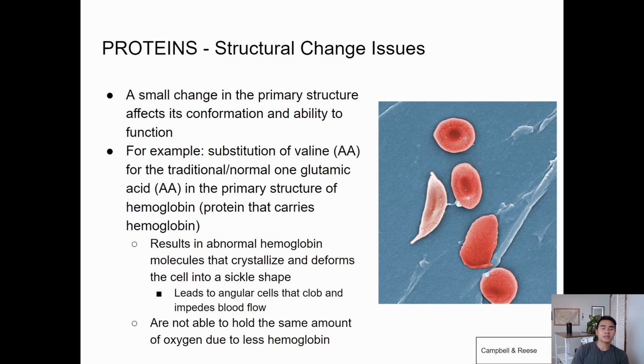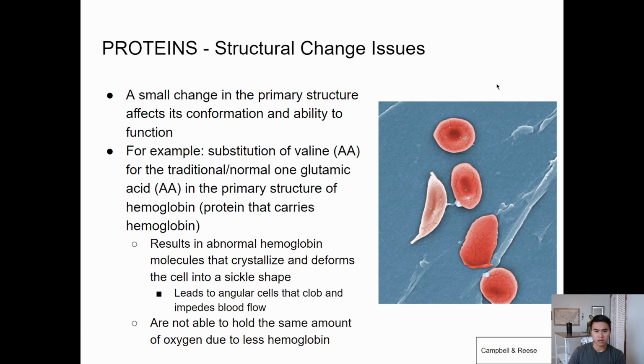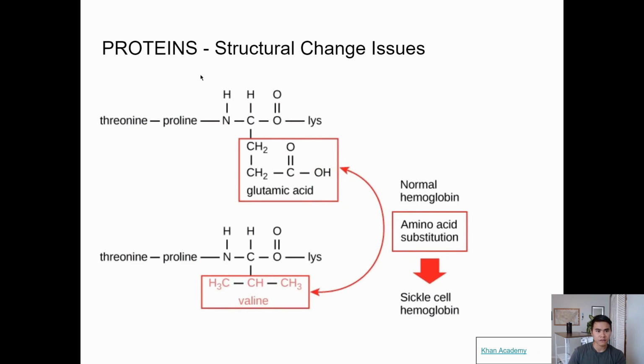Now, remember when I asked the question of what happens if there's a DNA issue, and how does that influence the protein? Here's one real-world example of it, sickle cell. So it's a small change in the primary structure that affects its conformation. I'm actually going to change how I do this slide. I'm going to do the next slide first.